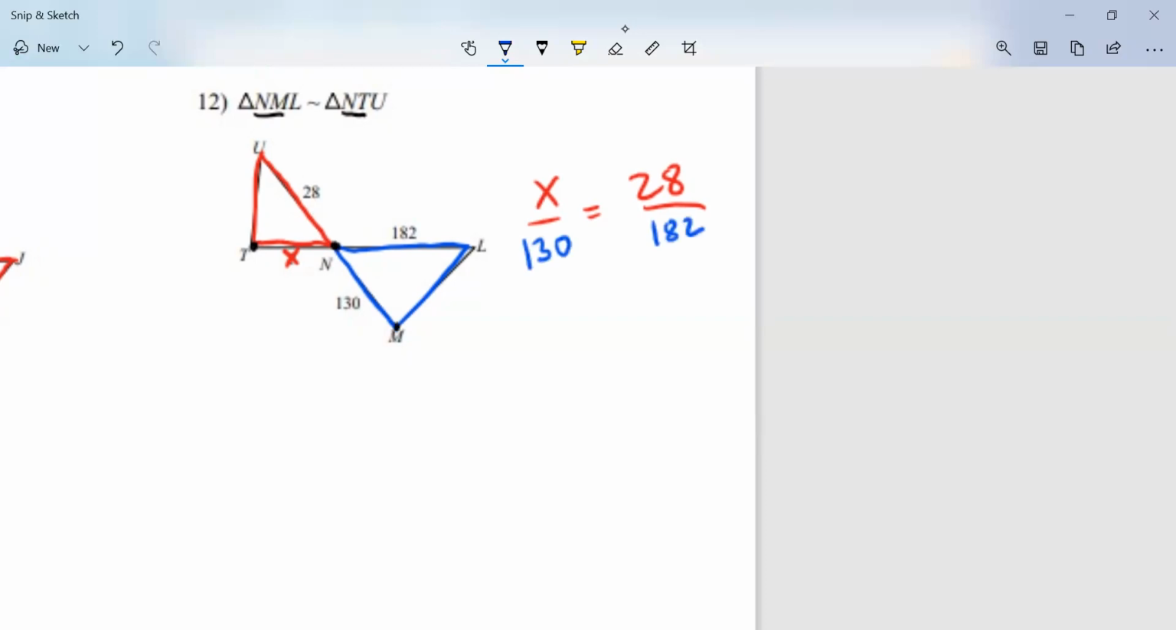All right, so if you could have seen from the beginning that x is smaller than 28, then you already knew that x goes with 130. So I just know x is less than 28. So a number less than 28 will make sense.